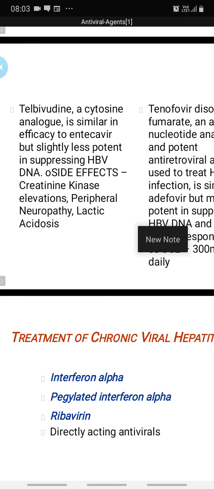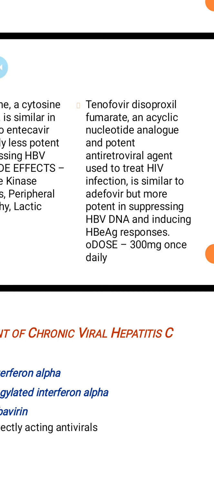Telbivudine is another option, and tenofovir is an acyclic nucleotide analog and potent antiviral agent. Also, tenofovir has an additional effect on HIV infection because it inhibits the reverse transcriptase enzyme, just like lamivudine.